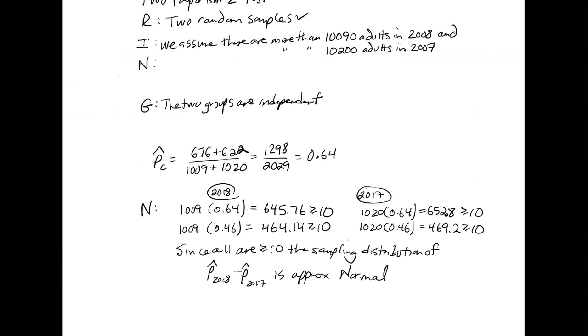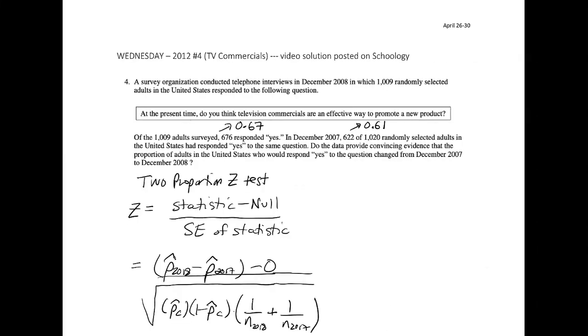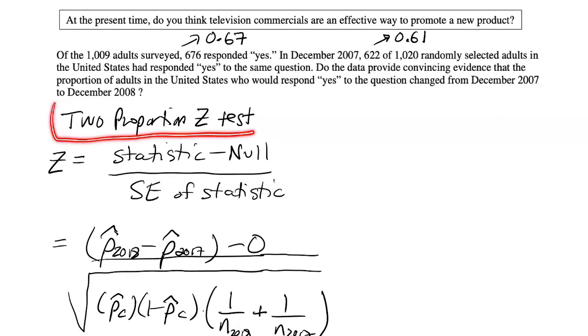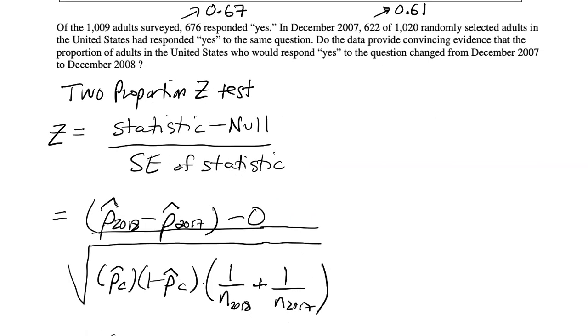The next step, we're actually going to calculate the test statistic and p-value. So that's what we have over here. We have a two proportion z-test is what we're going for. From the formula sheet, if you don't remember the test statistic formula, here is the general test statistic formula. It's a z-score basically. Statistic minus the null over the standard error of the statistic. The general formula is right here. Our statistic is the difference in sample proportions. And we're using the p hat c in our standard error formula.